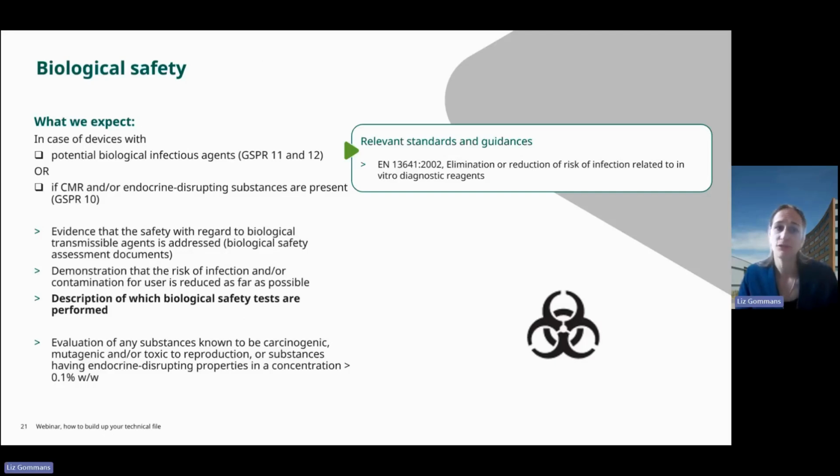Then if you have GSPR 10 being applicable, so the carcinogenic, mutagenic and or toxic to reproduction substances or substances with endocrine disrupting properties in a concentration higher than 0.1% weight, then we also expect you to address the GSPR 10. There is a specific regulation mentioned in this GSPR, and we expect you to address this regulation.